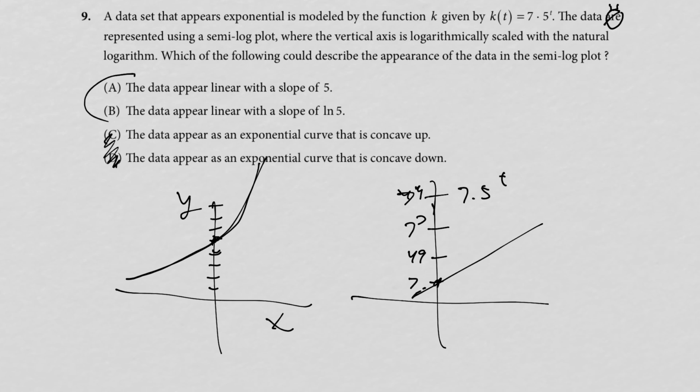But the question is, which of these two is it? So let's look at the points now. (0, 7), and this next point is (1, 35), which is over here.